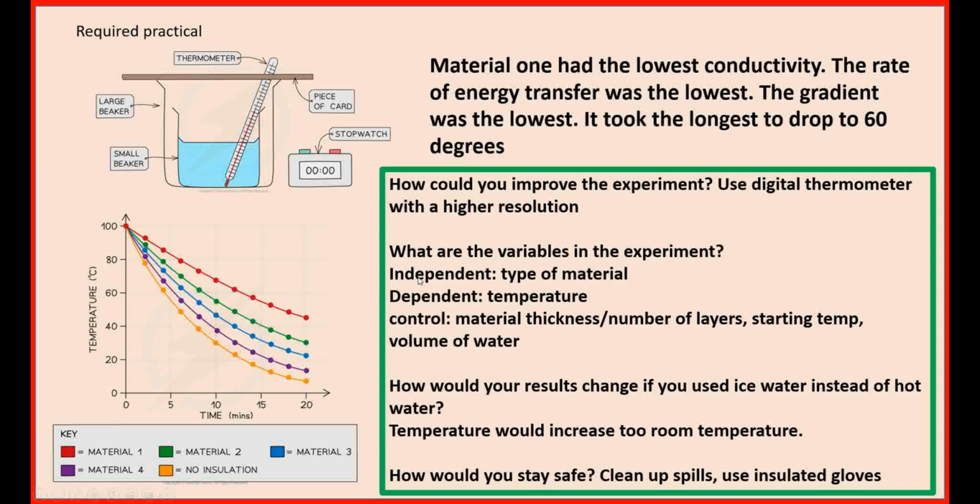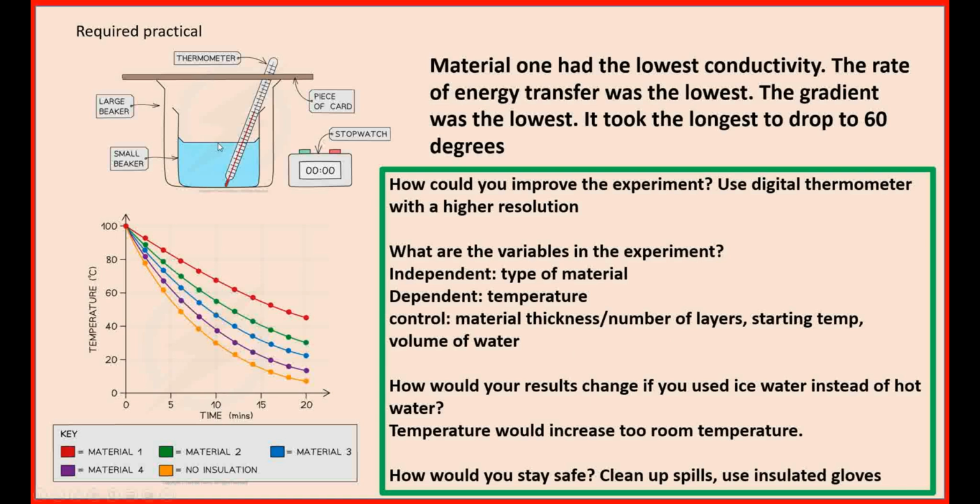The variables, we've got the independent variable is the type of material. That's the thing you are changing. The dependent variable is the thing that you're seeing if it's affected by that independent variable. That's going to be the temperature. The control variables, and there's lots of them, are going to be things like, in this case, the material thickness, the number of layers, the starting temperature of the water, the volume of the water, the beakers you use, the piece of card, making sure that it doesn't get moist and wet when it's on top of that hot water. All those kinds of things you'd want to keep the same that could affect the experiment.